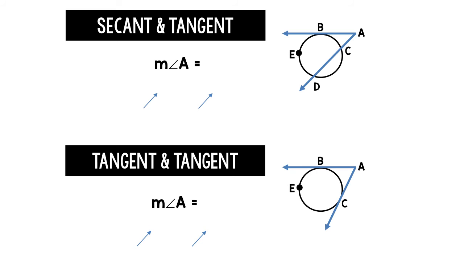Secant and tangent. So we have one secant and one tangent. Measure of angle A, we want to know. It's going to be 1/2 the measure of arc BED minus the measure of arc BC. That is BED, we can think of as the outer arc, furthest from the vertex, and BC is the inner arc, outside minus inside.